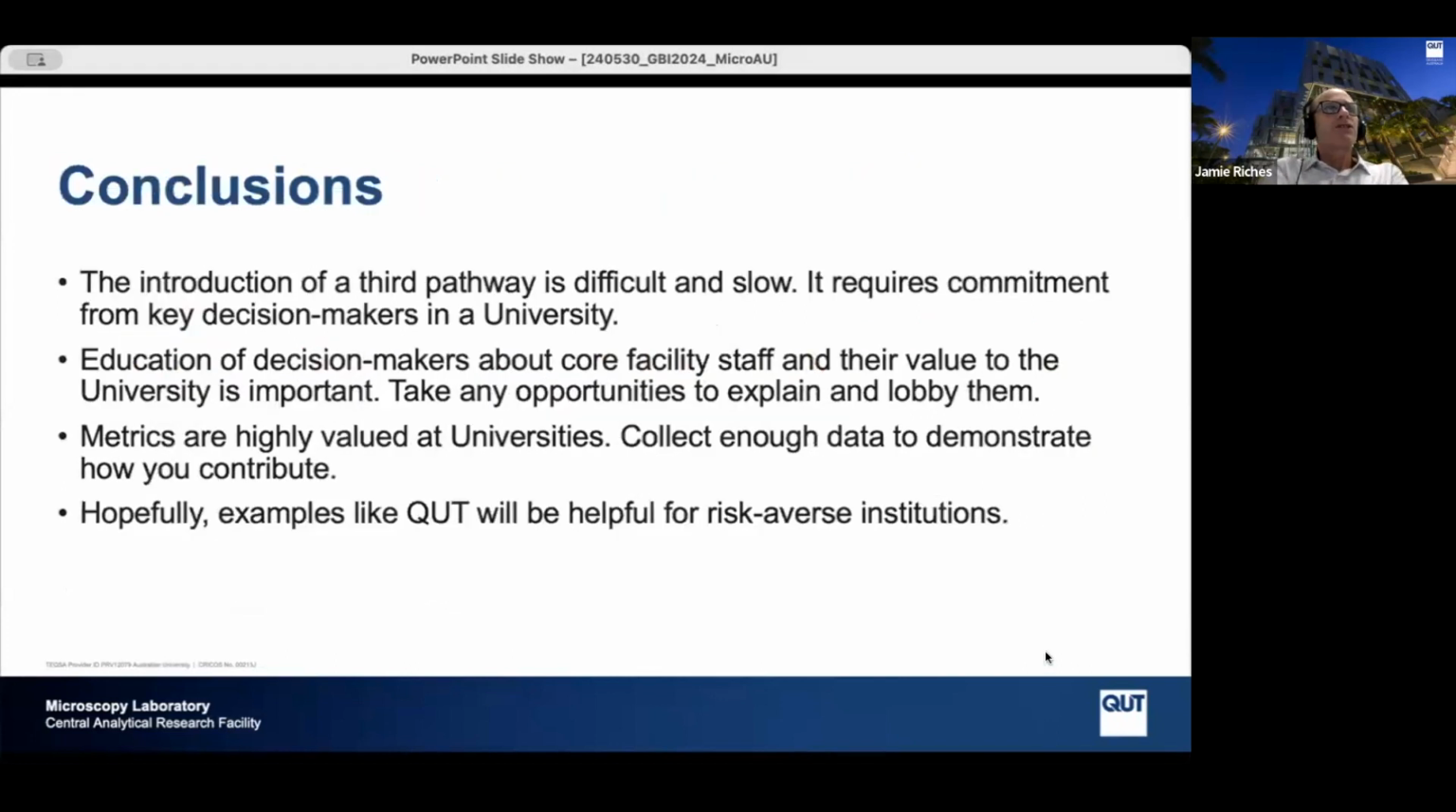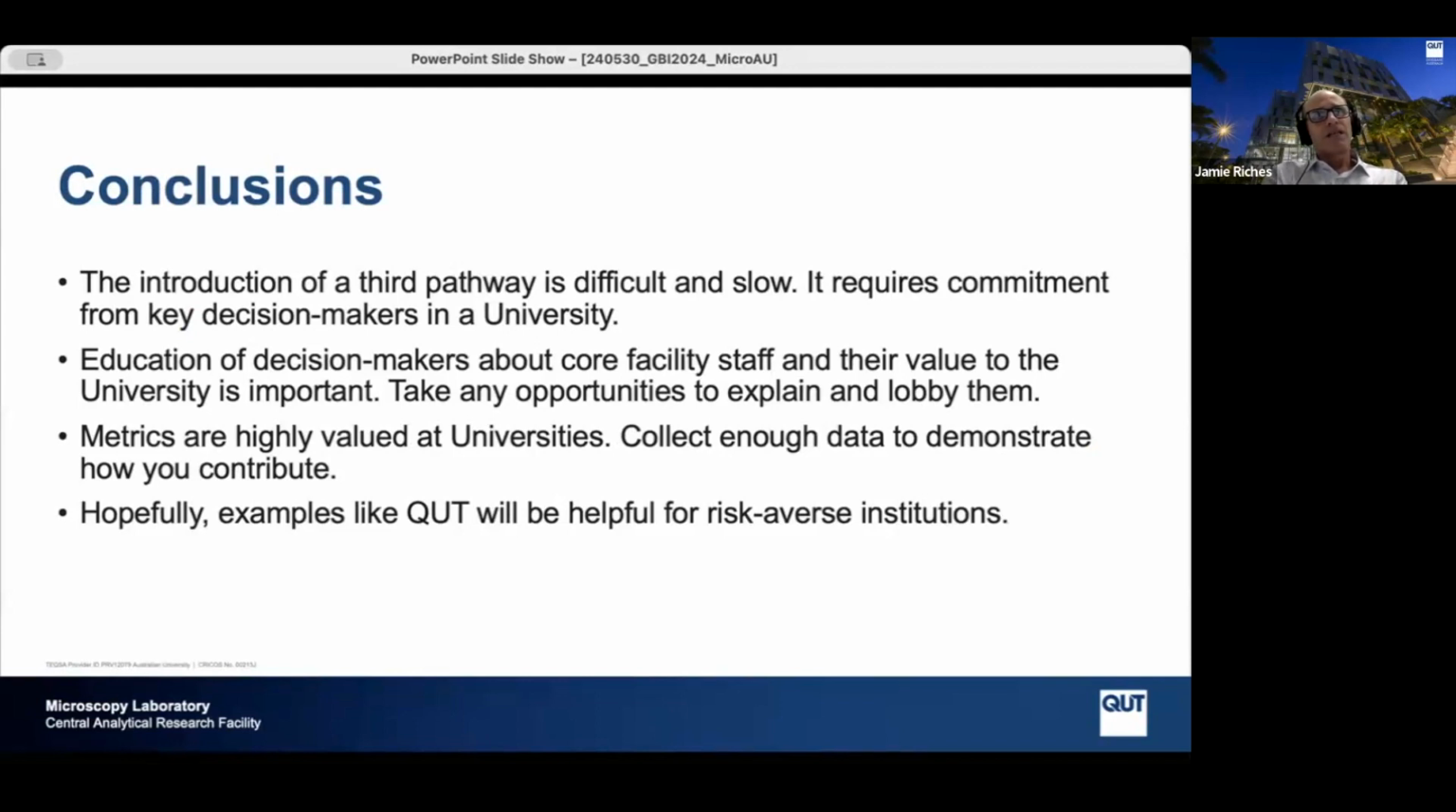So, in terms of the conclusions, the things that I've found during the journey and more recently here at QUT: at least my perception is that the introduction of this third pathway is a very slow process. It's not something which can be rushed and which will happen overnight, and it does require buy-in from people at senior levels within the organisation.